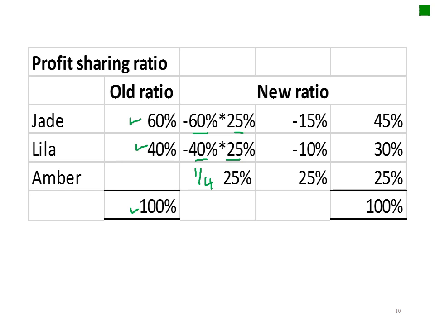So 60% times 25% gives you minus 15% for Jade. 60% minus 15% means Jade now will own 45% of the partnership. Lila, we take away 40% of 25%, which is 10%, and Lila now owns 40 minus 10, which is 30% of the partnership. So if we add 45% plus 30% plus Amber, who now owns 25%, the new partner ratio is 45, 30, 25%, which gives you a total of 100.